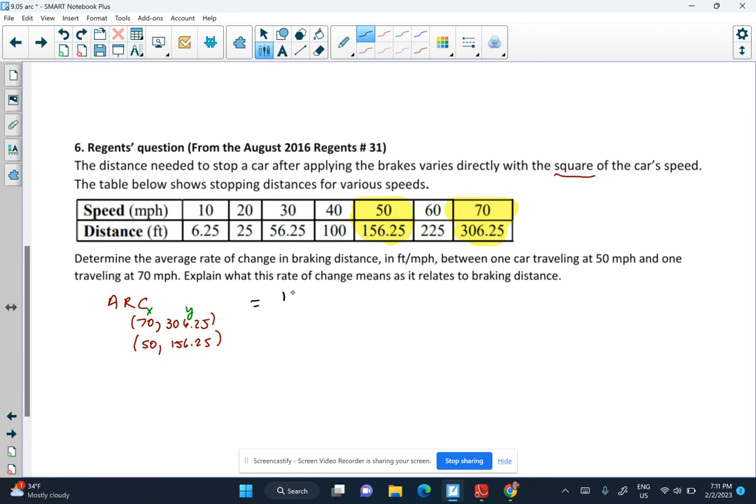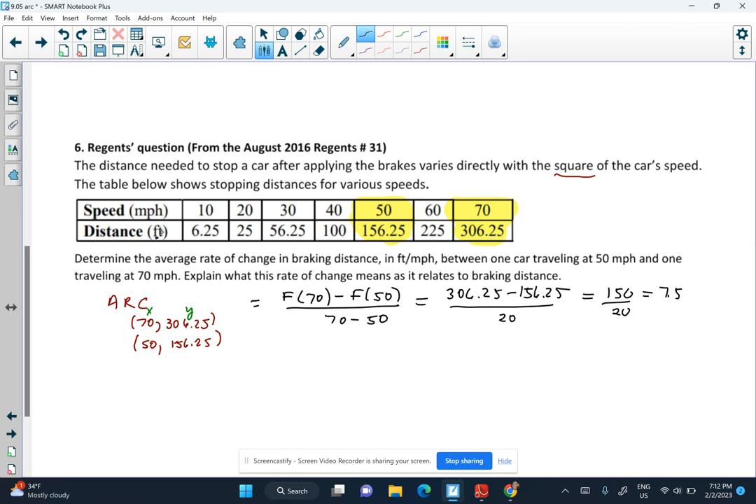So we're evaluating this function at 70, then evaluating this function at 50 and subtracting the difference, over 70 minus 50. So that's 306.25 minus 156.25 over 20. And so that's equal to 150 over 20, which is 7.5. And you have to have units when you're doing these real life problems.